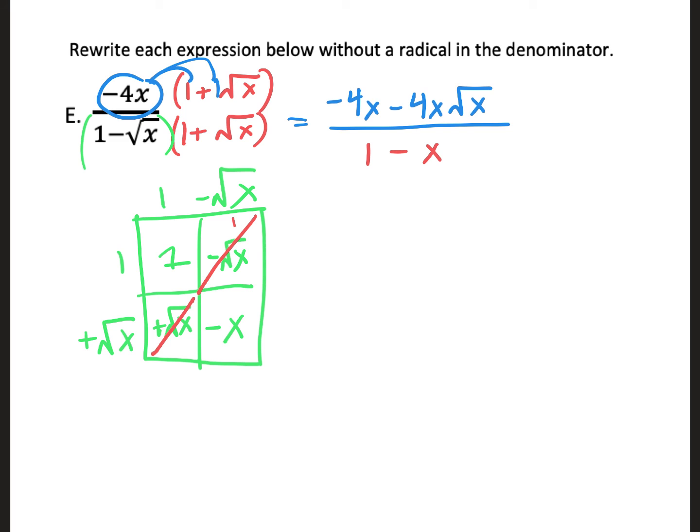I don't need you to simplify any further than this. There's nothing else you can really do. So this would be your final answer.